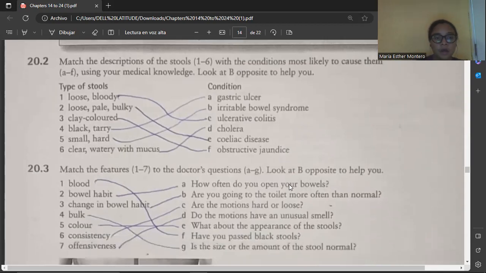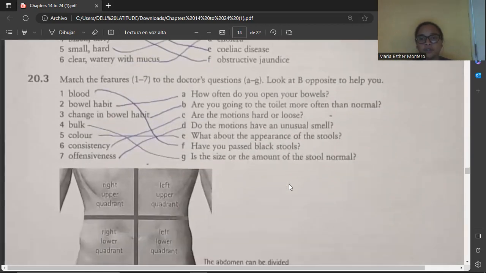Match the features to the doctor's questions. Look at B opposite to help you. Blood. Have you passed bloody stools? Bowel habit. How often do you open your bowels? Change in bowel habit. Are you going to the toilet more often than normal? Bulk. Is the size or amount of the stool normal? Color. What about the appearance of the stools? Consistency. Are the motions hard or loose? Offensiveness. Do the motions have an unusual smell?